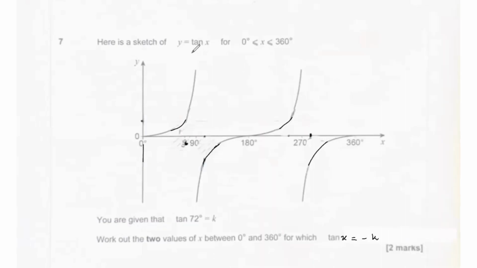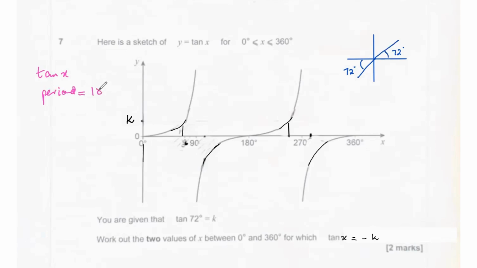Next question says that here's a sketch of y equals tan x for x greater than or equal to 0 and less than or equal to 360. You are given that tan 72 equals k. Work out the two values of x between 0 and 360 for which tan x equals negative k. If tan 72 equals k, that means values of y are positive when x is 72. Now tan is positive in the first quadrant and in the third quadrant. Tan function has a period of 180. That means the angle is going to repeat itself after every 180 degrees.